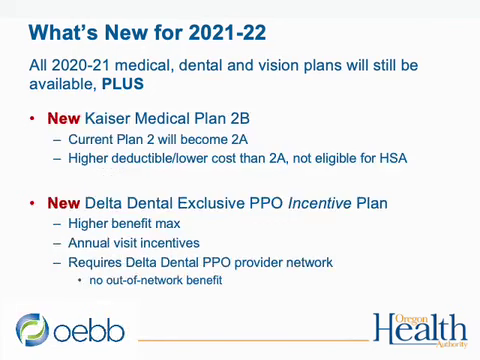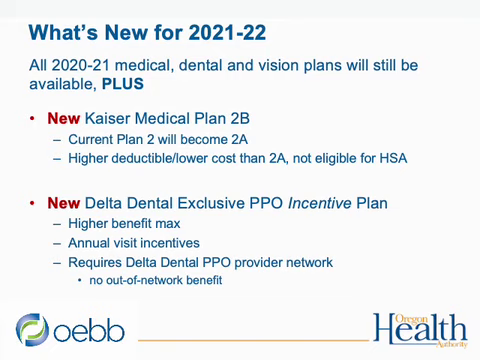So digging into what's new for this plan year, all the same medical, dental, and vision plans will still be available. However, there will be one new Kaiser medical plan and one new Delta dental plan available. The new Kaiser Plan 2B will have a higher deductible and lower premium, but will not be HSA compatible. That's why it fits between Plan 2 and 3 and why they named it 2B. Our current Kaiser Plan 2 will become Kaiser Plan 2A, so people can easily tell the difference.